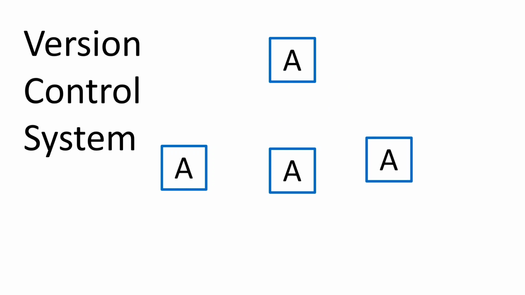Let's say we have a document A and there are 3 people working on the same document. Let us name the 3 people as Rahul, Sonia and Nikhil. Now there is this master document called A and there are 3 local copies of this document A. These local copies let us call as remote documents.